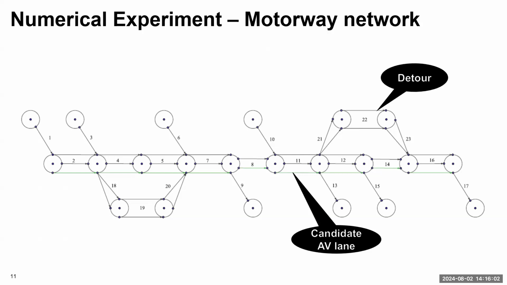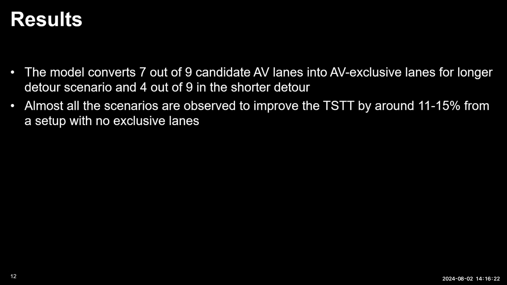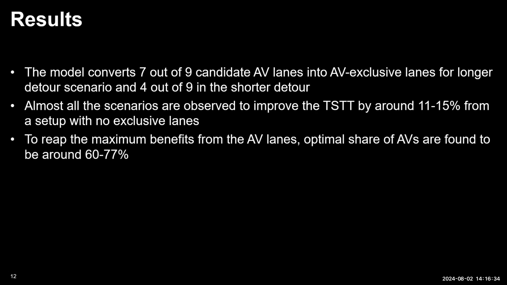And then we also added some detour to it, to see how the algorithm performs on this small network. The results of this study were that 7 out of 9 candidate AV lanes were turned into AV exclusive lanes for the longer detour scenario, and 4 out of 9 in the shorter detour. Overall, an 11 to 15% improvement in the total system travel time was observed, compared to when there are no exclusive lanes.